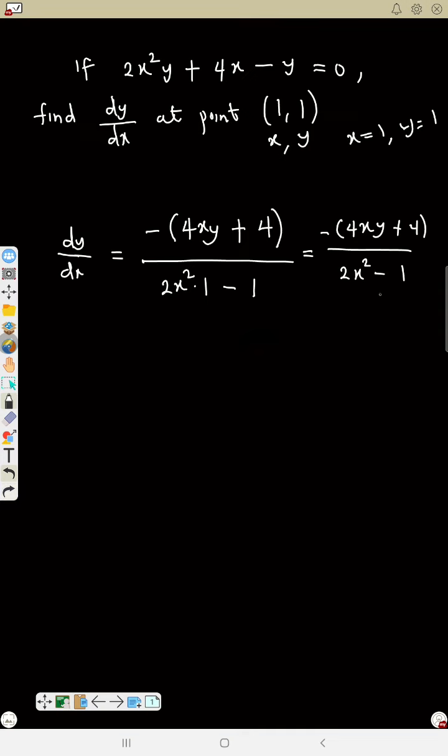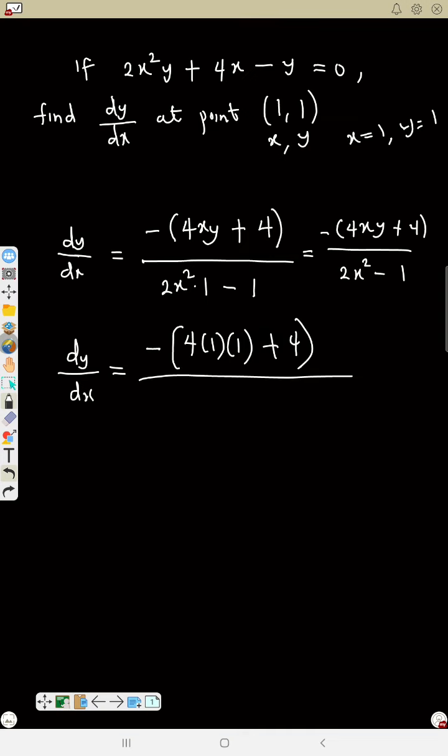So we should have stopped here, but the question says when x is 1, y is also 1. So anywhere you see x in your final answer, put 1. Anywhere you see y, put 1. So that means anywhere you see x here, this becomes 4, then minus outside, then 4 bracket 1 for 4xy, replacing x and y with 1, then plus 4, everything over 2 brackets 1 square minus 1. So just press your calculator now. Anything you get is the final answer.